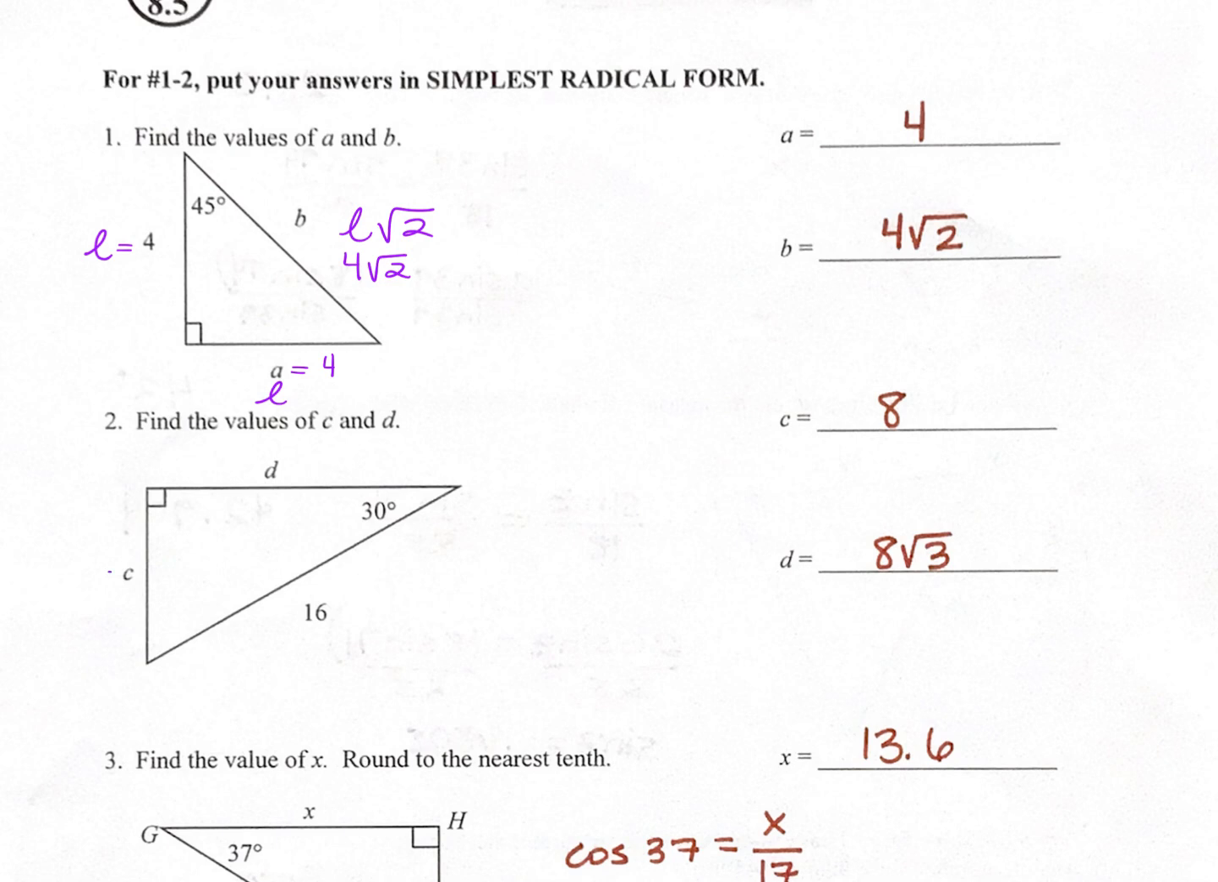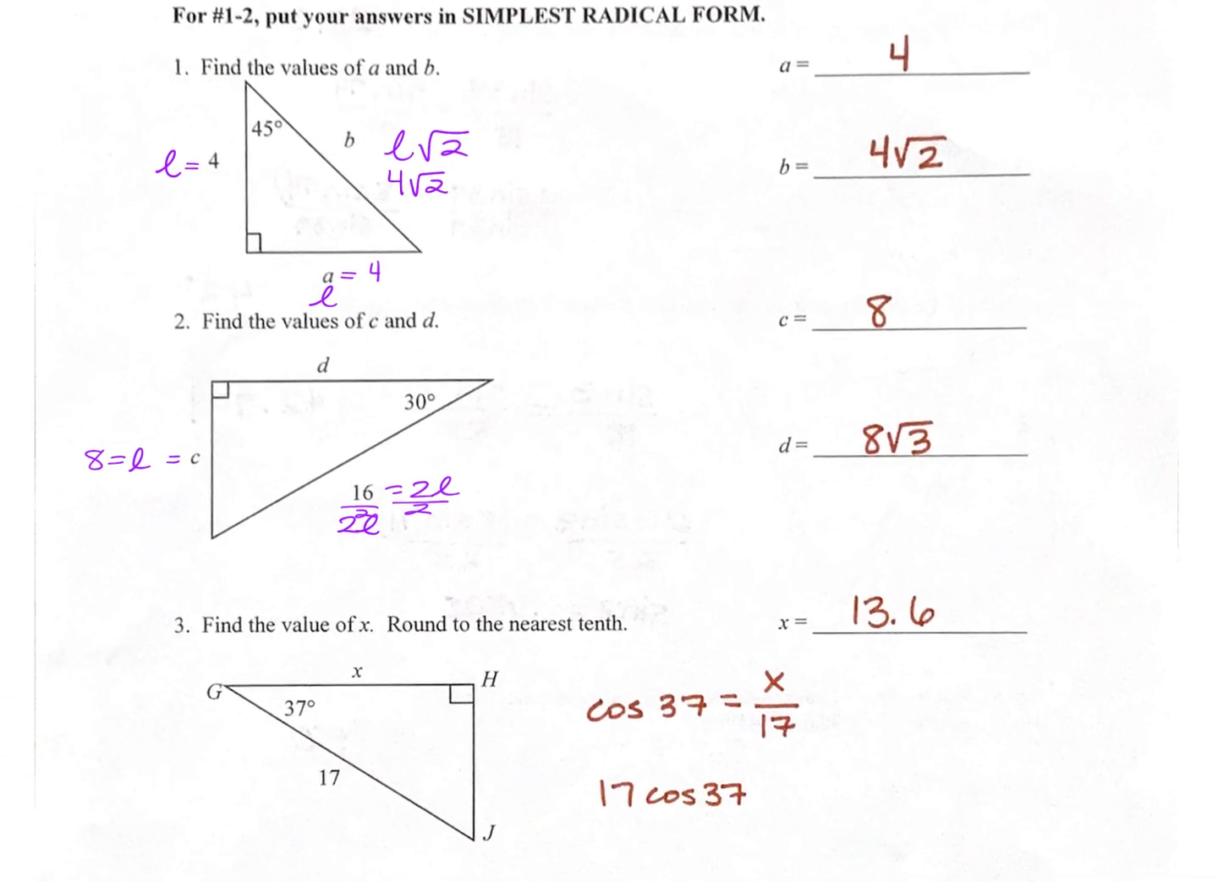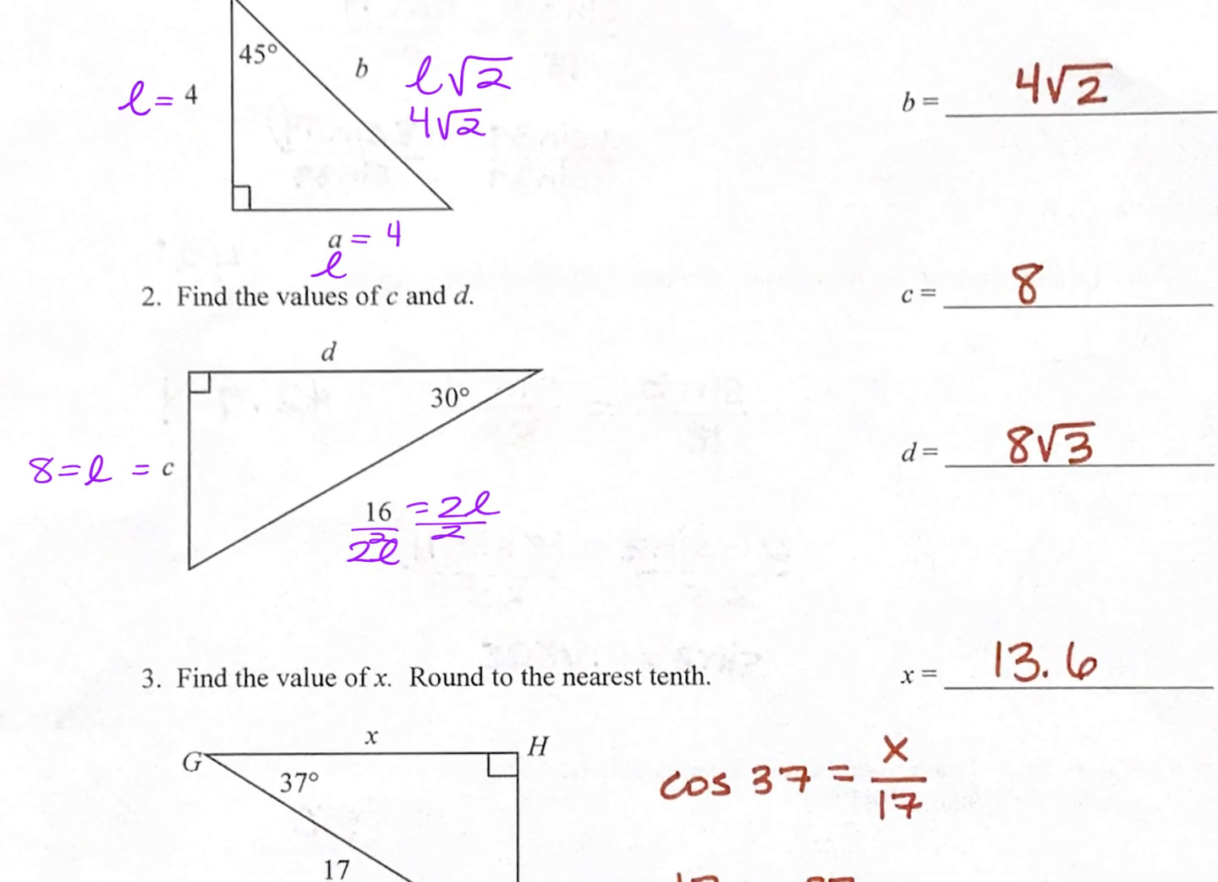What's C on number 2? This is your L side, right? This is your 2L side. So if 16 equals 2L, then all you're doing is dividing by 2. So your L, or your C, will be 8. So what's D? That should be 8 rad 3, right? So L rad 3, 2L.